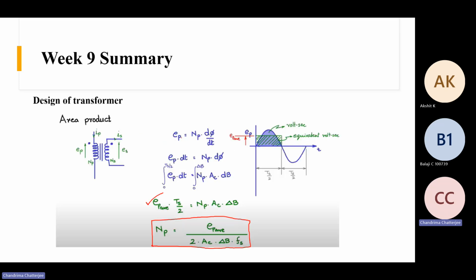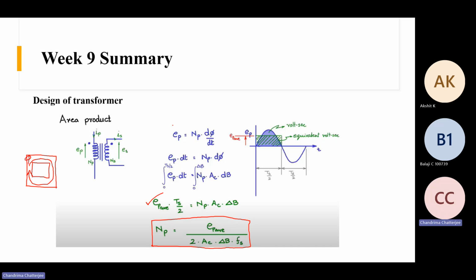So here it will be ES, NS and d phi by dt. You understand the d phi by dt is the same because it is the same flux. There is this core, and these are basically the primary and secondary. These two windings are coupled by this core, right? So some flux flows. This is the flux phi in the core.